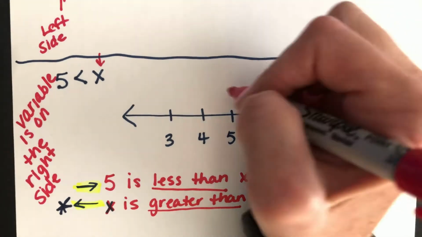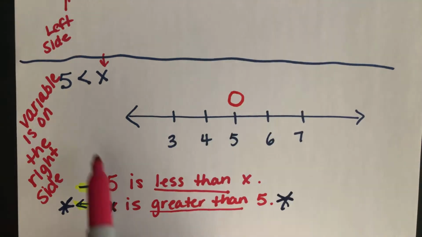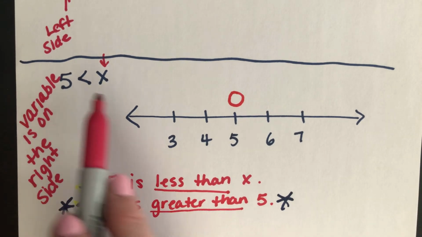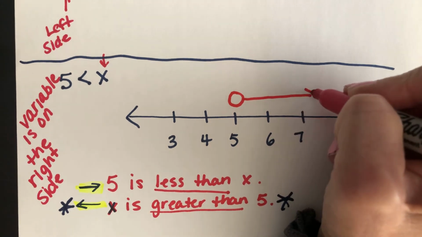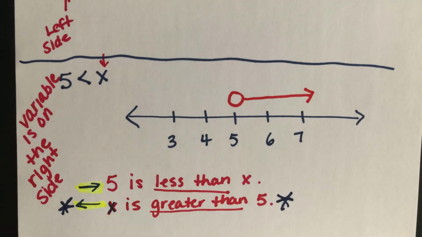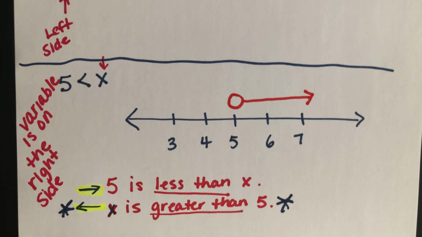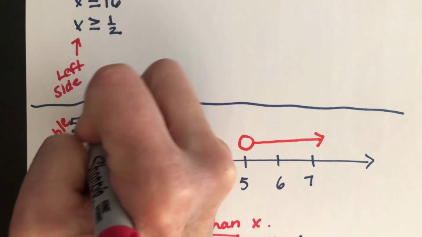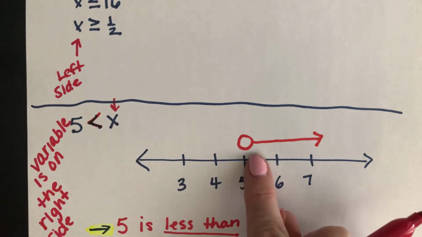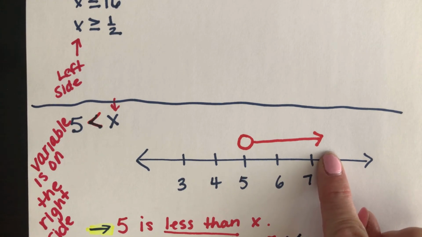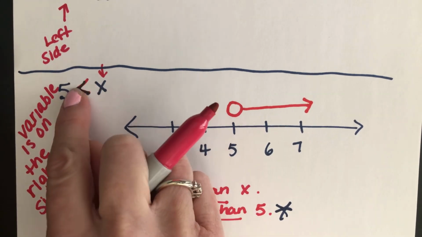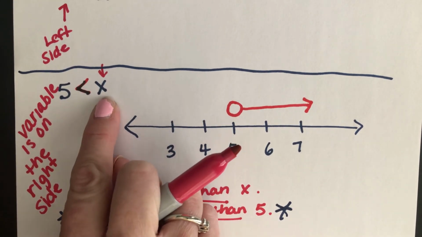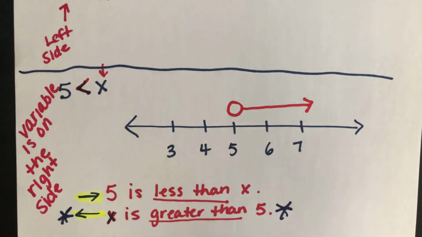So I'm going to put my circle on 5. It's going to be an open circle because it's not including it. And x is greater than. Greater than means I go to the right. Now our little trick that we learned when the variable was on the left does not work, because you will notice my arrow is pointing to the left here, but I'm going to the right. A good little key thing to remember is that since the variable is opposite, you go the opposite direction.